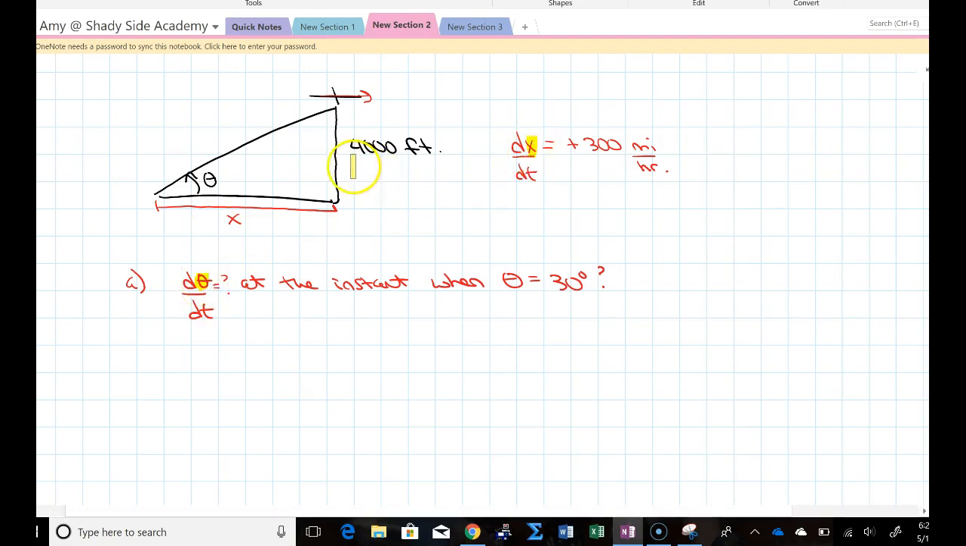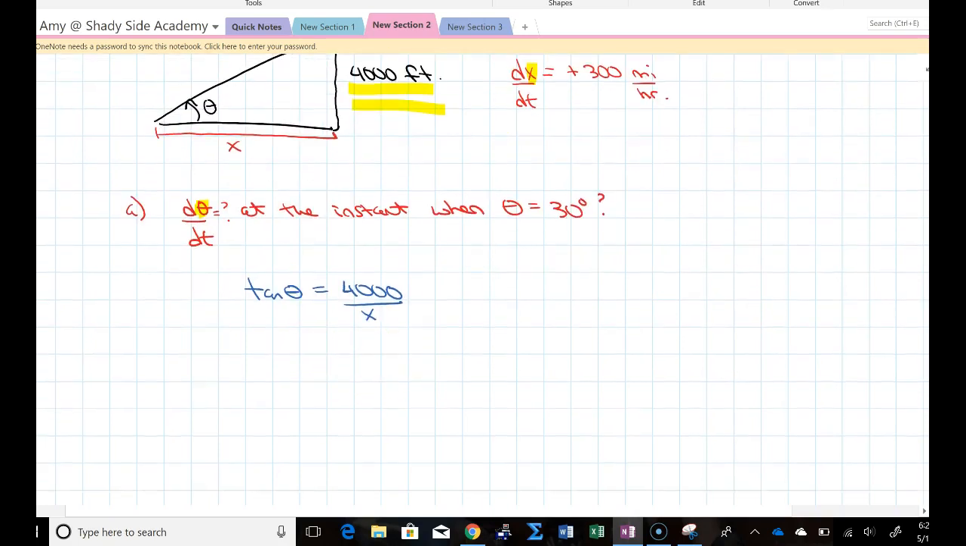One thing I want you to notice here is this 4,000, that's a constant, right? This 4,000 does not vary. This 4,000 stays the same because the plane forever just travels horizontally. So the equation here that I'm going to use is tan theta equals 4,000 over x. Now take the derivative with respect to t.